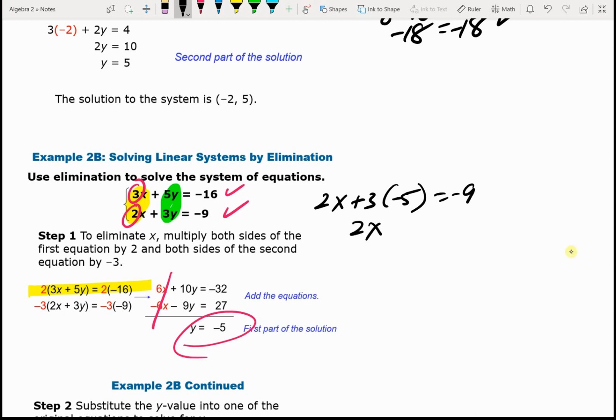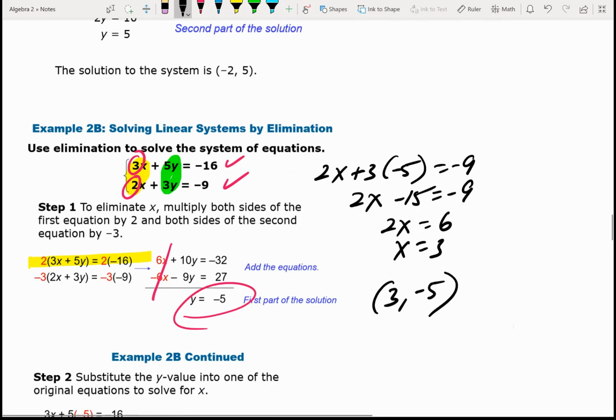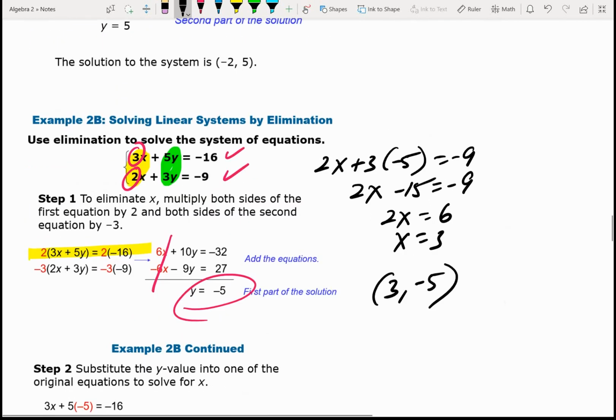Then we get 2x minus 15 equals negative 9. We add 15 to both sides, and we get 2x is equal to 6. Adding 15 to both sides, 15 minus 9 is 6, and we get x is equal to 3. So my solution here is 3 and negative 5. I'm not going to check that, but it's always a good idea to do. So that was my solution, 3 and negative 5.